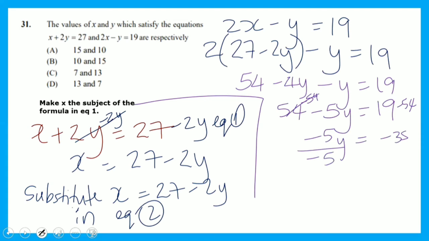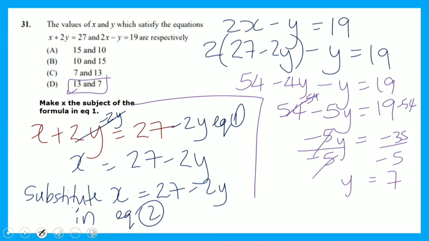And once you solve by getting rid of that negative 5, dividing both sides by negative 5, y is equal to 7. And again, you can tell that if you substitute this value of y in any of the equations, you will solve to give you x equals 13. Y equals 7, x equals 13.